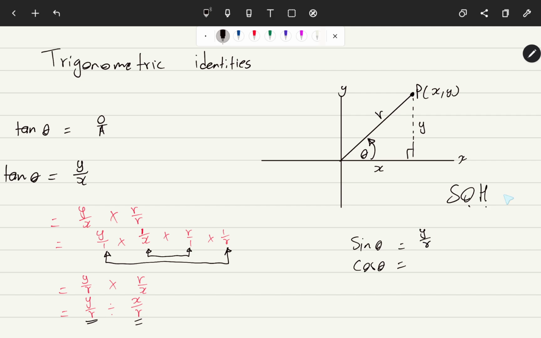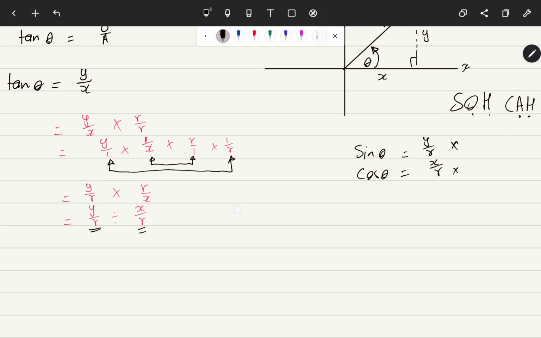And then as for cos, adjacent over hypotenuse. So adjacent, it's x over r. And when we look at both of these, we see they are exactly the same thing. So then we're like, okay, cool.